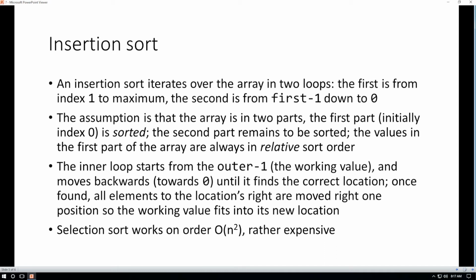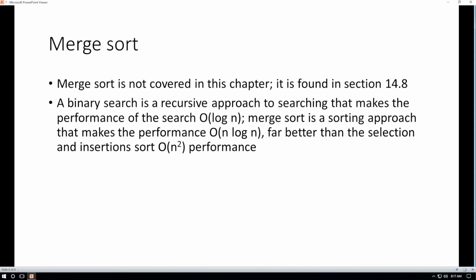Although not in this section, there is a sort called a merge sort. The merge sort is a radically different approach to sorting. Its order is n log n time. We will discuss this sort in the next section. The point here is it beats both selection and insertion sorts considerably.